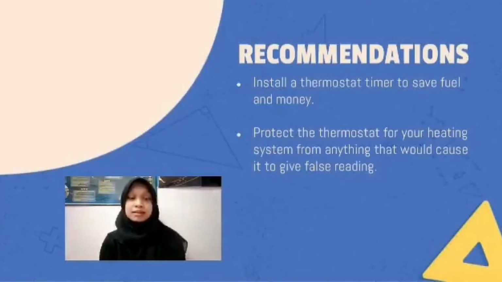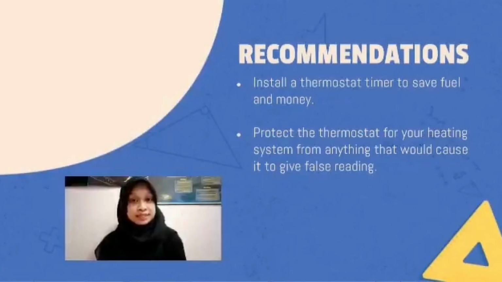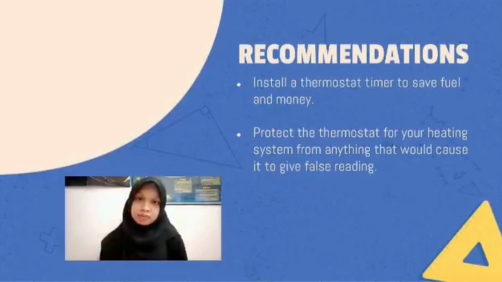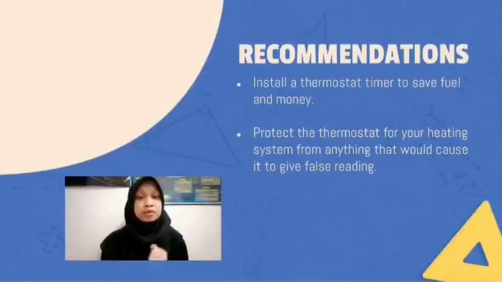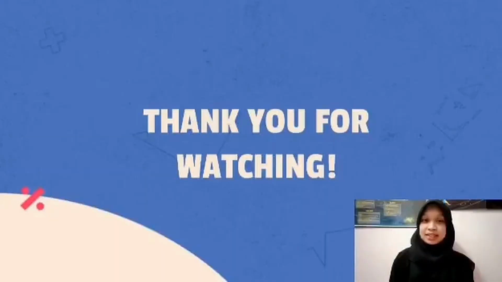And here are some recommendations to increase the efficiency of home heating. Firstly, we can increase the home heating efficiency by installing a thermostat timer which can raise and lower the temperature automatically. This can save fuel and money. Secondly, we must also take into consideration where we place the thermostat, because if we misplace the thermostat, the accuracy of the thermostat will be compromised.